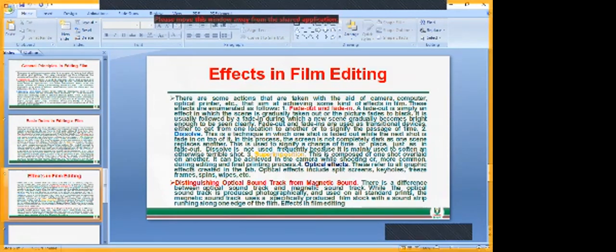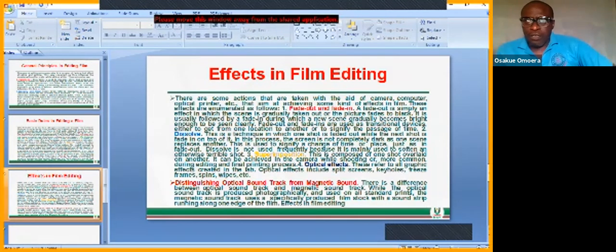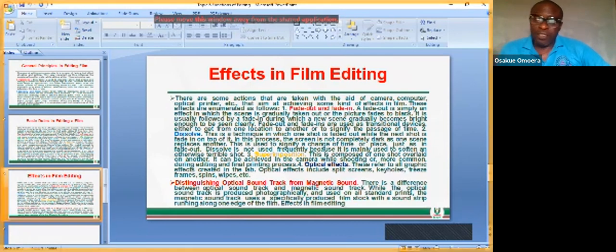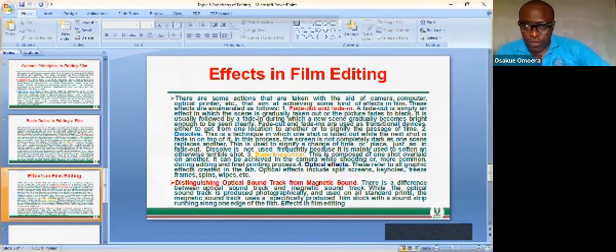Effects in film editing. There are some actions that are taken with the aid of camera or computer optical printer, as the case may be, that aim at achieving some kind of effects in film. These effects are enumerated as follows. One, fade out, fade in.